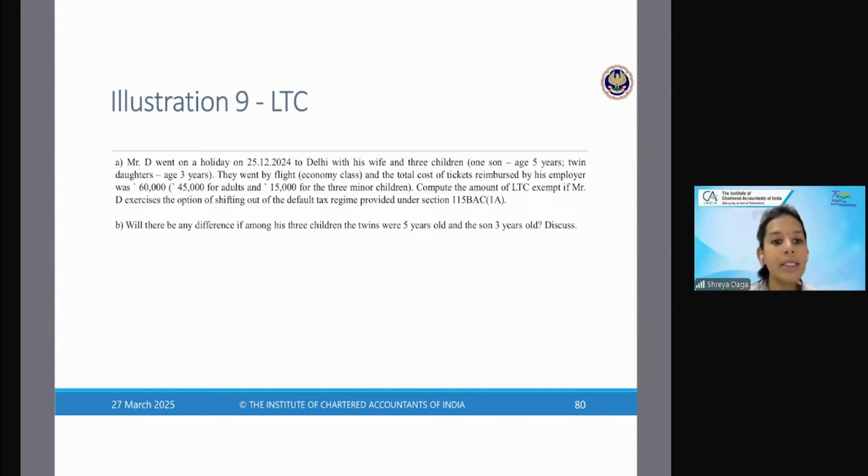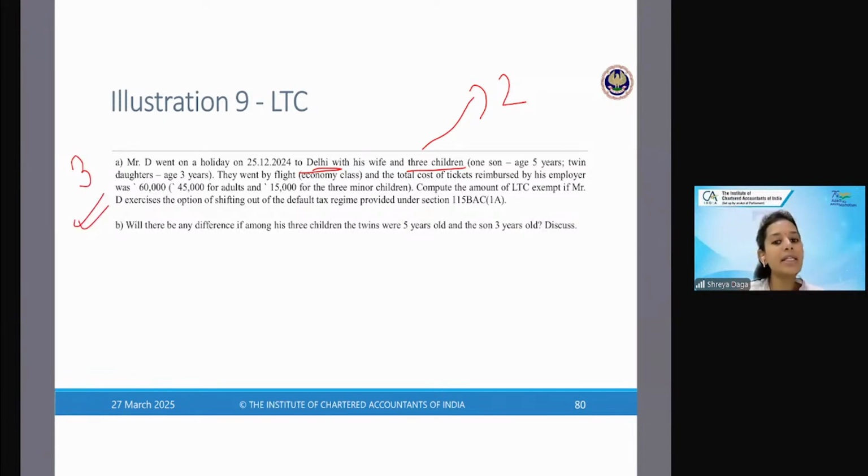Mr. D went on a holiday on 25th December, Christmas break, to Delhi with his wife and 3 children. 3 children? Only 2 are allowed. Now let's see. One son is 5 years old, and the twin daughters are 3 years old. That means the daughters are younger than the son. First the son was born, then the daughters were born, and they were twins. So the second delivery had a multiple birth. Then they are allowed. That means all three children can go. Exemption is allowed.